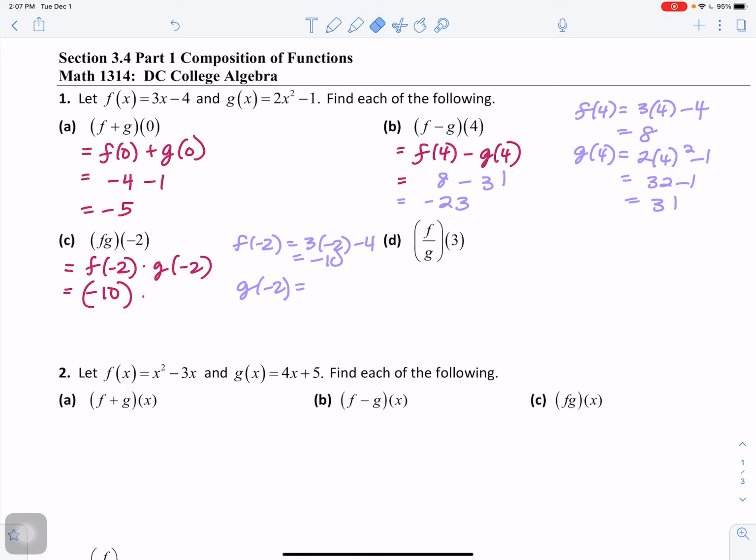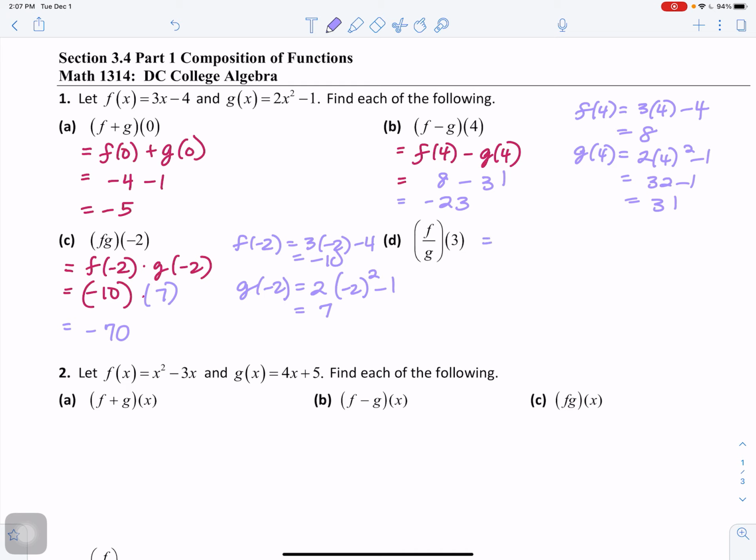And g takes 2 times x squared, and our x is a negative 2 squared, minus 1. So it's 2 times 4 is 8, minus 1 is 7. So we have negative 10 times 7. We end up with a negative 70. I'm just going to keep this color pen.